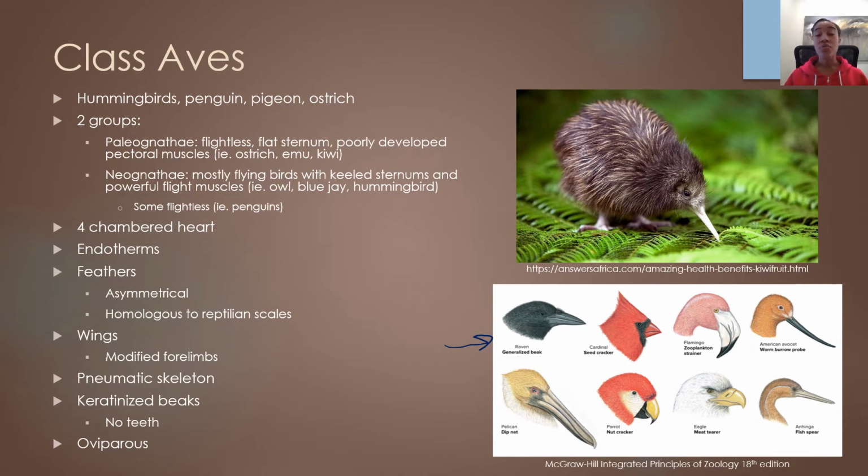And so all birds lack teeth, they just have beaks and they must swallow their food whole. And birds are oviparous. So like their non-avian reptile ancestors and relatives, they also must lay eggs and undergo internal fertilization to reproduce.